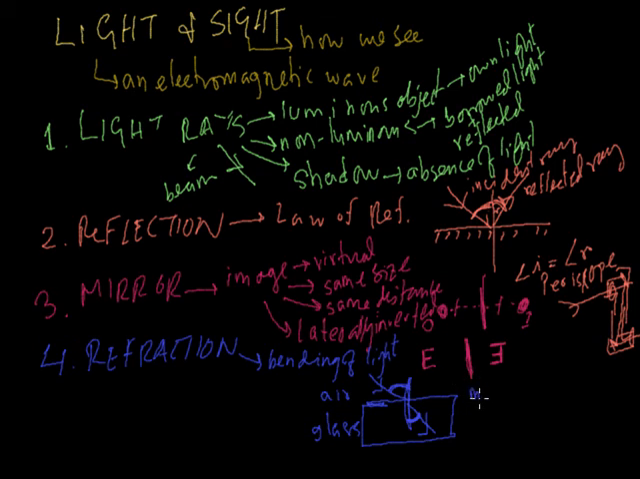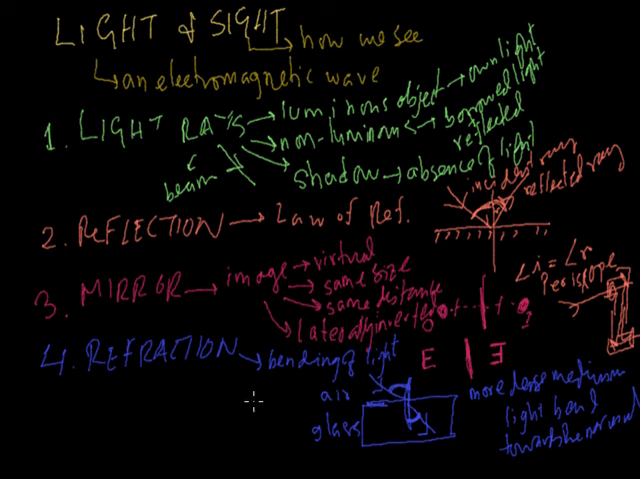So in a more dense medium, that means light will bend towards the normal. Less dense, it will move away from the normal. So this is actually the law of refraction, and when it comes out, it will always be parallel.